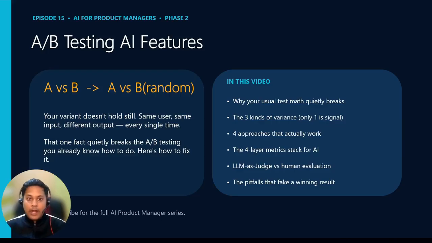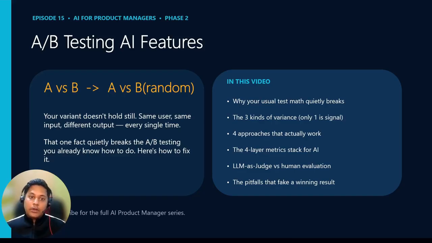So that's the whole idea behind this episode, and it's on the slide. In traditional testing, you compare A versus B. With AI, you are comparing A versus B-random, a variant that has its own internal variance baked in. So blue button versus green button: the green button is always green. AI summary versus manual summary: the AI summary is different every single time.